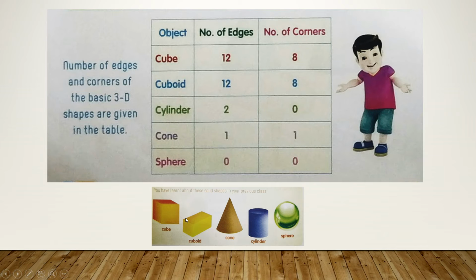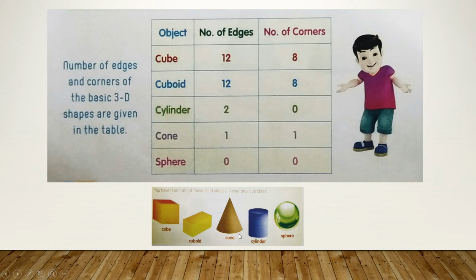The only difference between cube and cuboid is that the face is a rectangular shape for a cuboid, but for a cube each face is a square. Then we have learned about the cylinder. So this is our cylindrical shape with 2 flat edges, top and bottom, and 1 curved surface. So we have 2 edges, top and bottom. These are the edges.